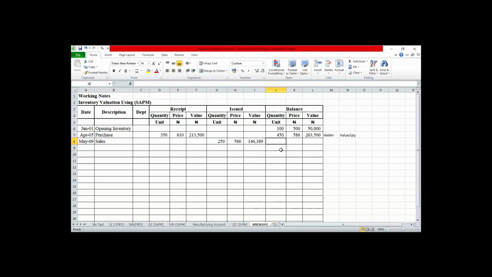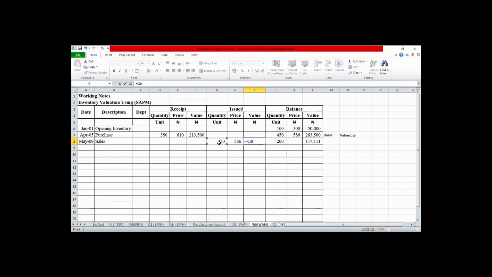146.3. Then this will now be quantity minus quantity. We have 200 balance. Then value minus what? I'm getting 146,500. What did you get? 146,500. How come? I don't know.